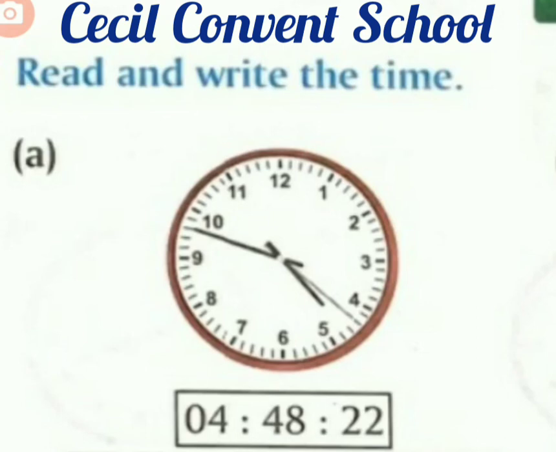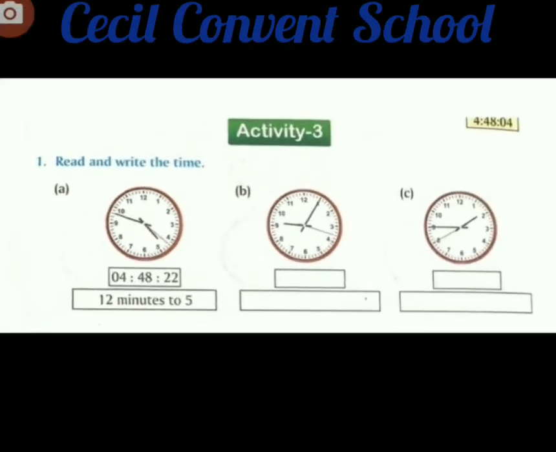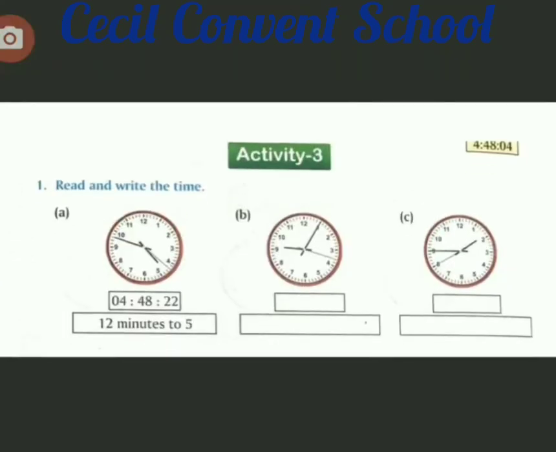But when we write in words, we only use hours and minutes. 48 means, how much time is left to become 5? 12 minutes. How does it come? This 48, students, we subtract from 60. Clear? So when we subtract it from 60, the answer will be 12 minutes. And 12 minutes to 5, because you know that after 6, 2 comes, and when 2 comes, the hour is increased by 1, and minutes we always subtract from 60. Clear? Similarly, we do B part and C part.